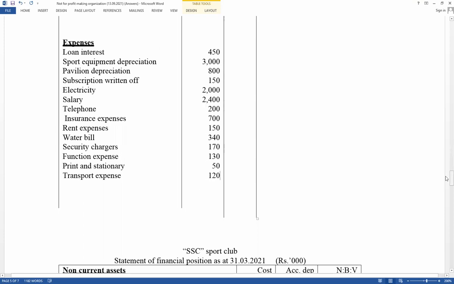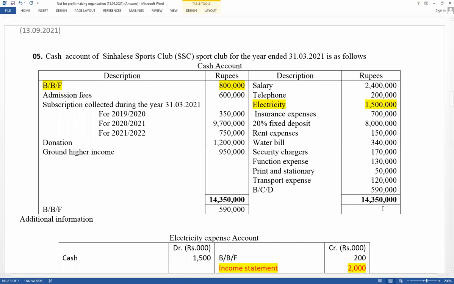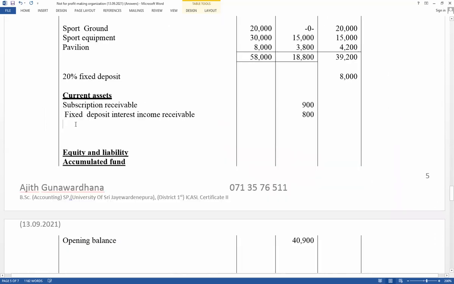Now see the cash account closing balance also available. Cash account closing balance will be included in financial position. See the cash account closing balance equal 590. That value should be included under current assets as a financial position, as cash. Record it. Closing assets should be included in financial position. Right now, all the information recorded.